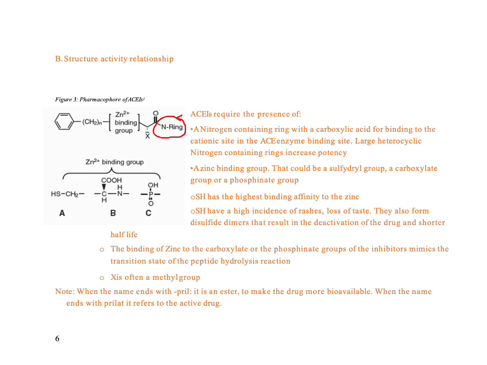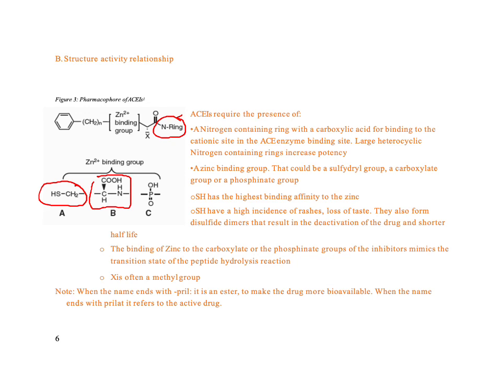Second thing here is the zinc binding group. The zinc binding group can either be a sulfhydryl containing group, a carboxylic acid containing group, or a phosphate containing group. Okay. Now the sulfhydryl group has the highest binding affinity to the zinc. However, the sulfhydryl group also has the highest incidence of rashes and loss of taste, and they form disulfide bonds, as I mentioned in the previous slide. The disulfide dimers lead to the inactivation of the drugs, and those drugs have shorter half-life. Okay, so the carboxylate and the phosphonate groups are also able to bind to the zinc, and those inhibitors actually mimic the transition state of the peptide hydrolysis reaction.